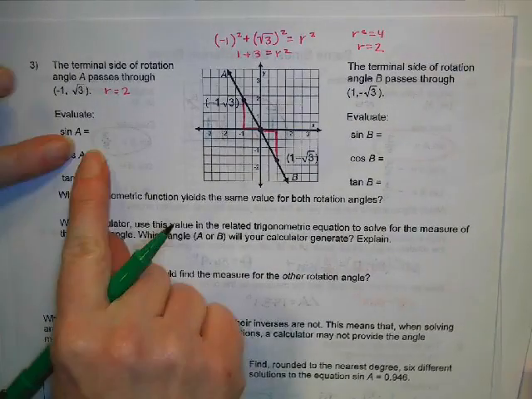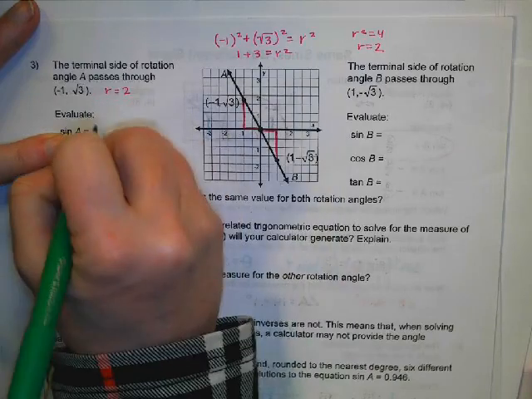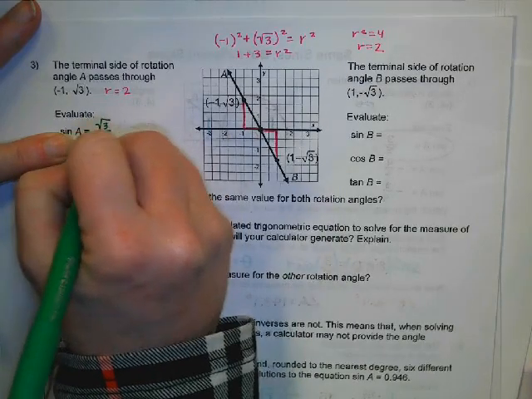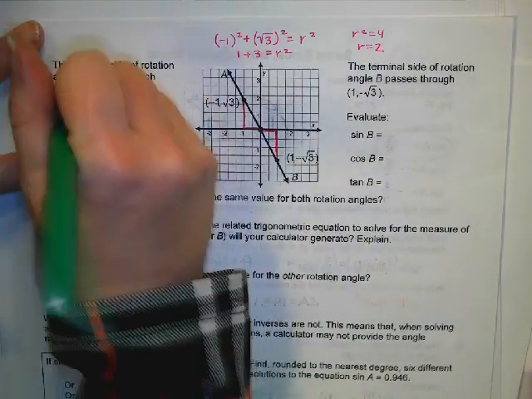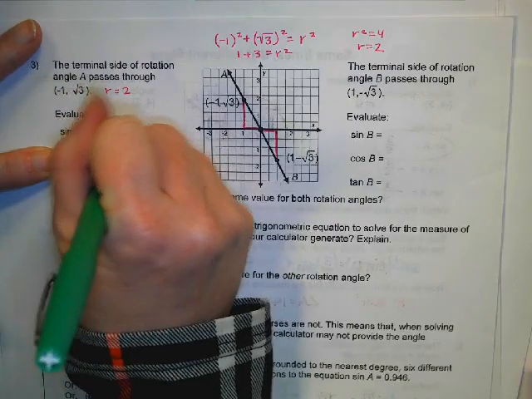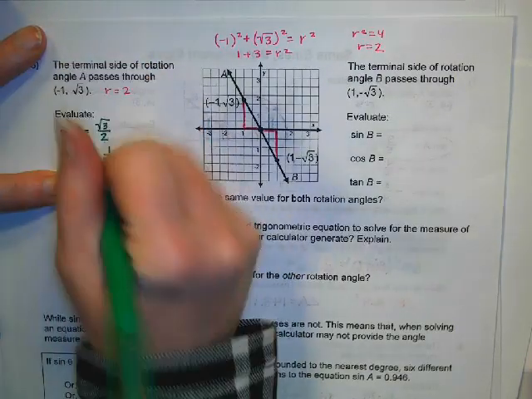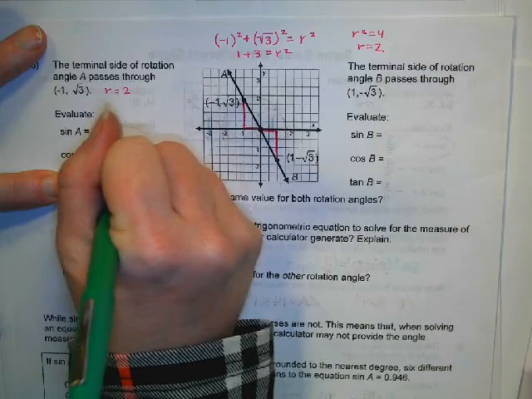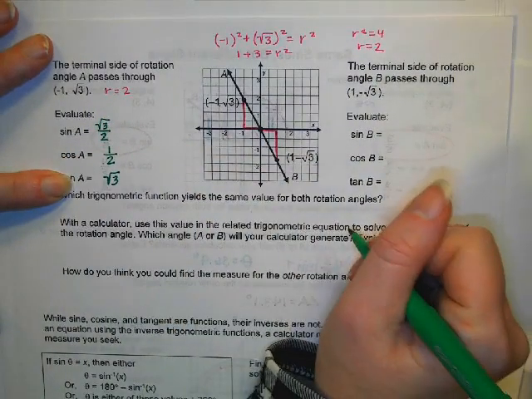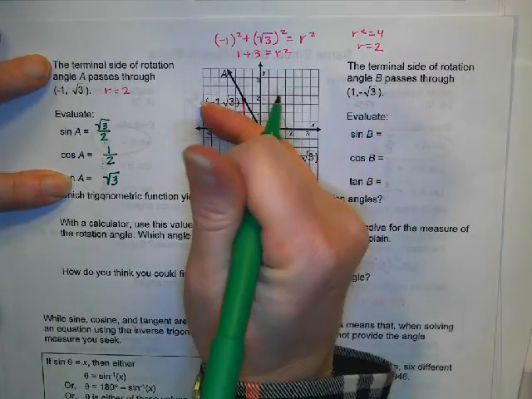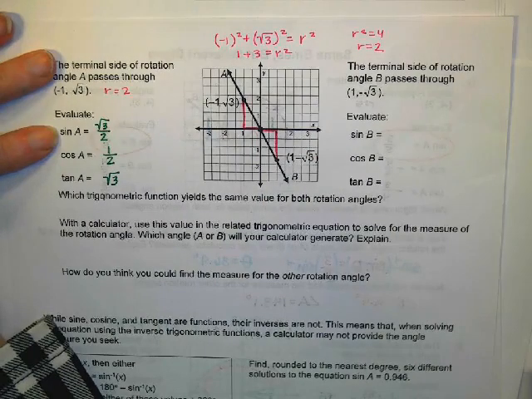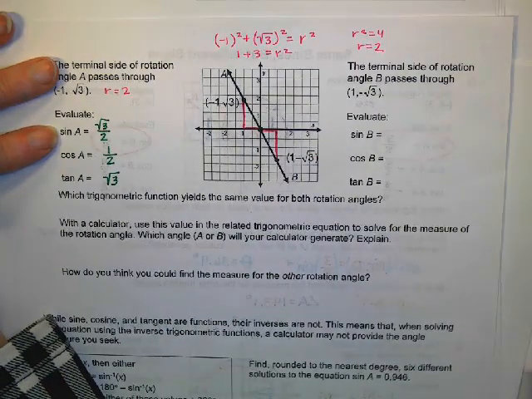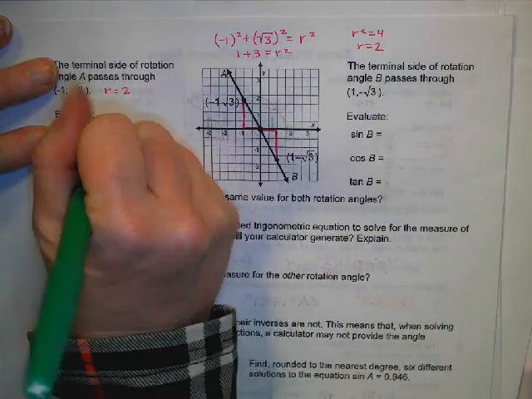Sine is y over r, so square root of 3 over 2. Cosine is x over r, so 1 over 2. Tangent is y over x, so square root of 3 over 1 is just square root of 3. In quadrant 2, what's positive in quadrant 2? Sine. So the other two are negative.